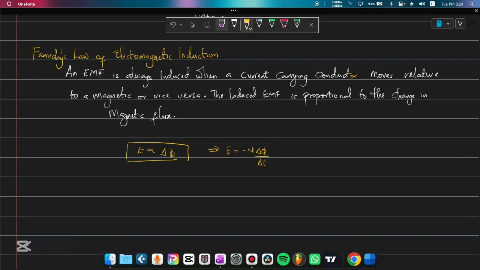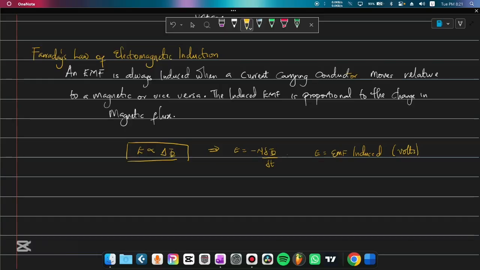Please, I like writing these things in calculus-wise. It becomes easier to learn and to remember. So I can say this is E equals negative N dΦ/dt. What does this E represent? This E here represents EMF induced. That's the voltage, which is going to be measured in volts.